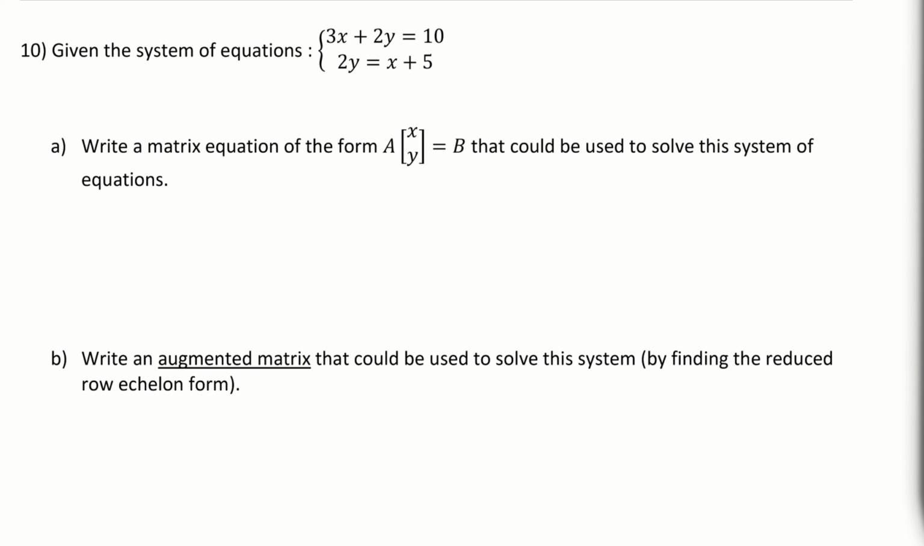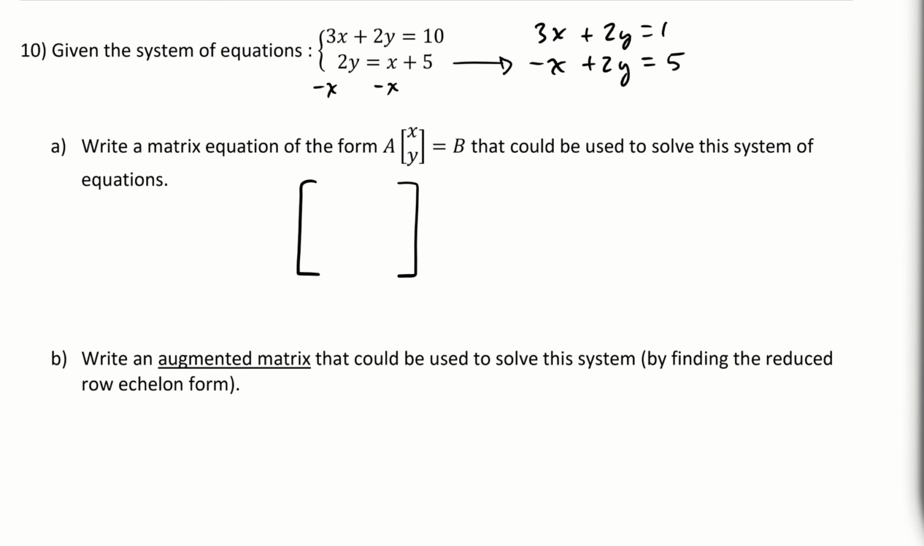So what A is going to have to be is our coefficient matrix. In this particular problem, we're not exactly set up to write the coefficient matrix perfectly, because this equation is not in standard form. So what I'm going to do to each side of this is subtract x, and rewrite it as negative x plus 2y equals the number 5. And then up above I can write 3x plus 2y equals 10.